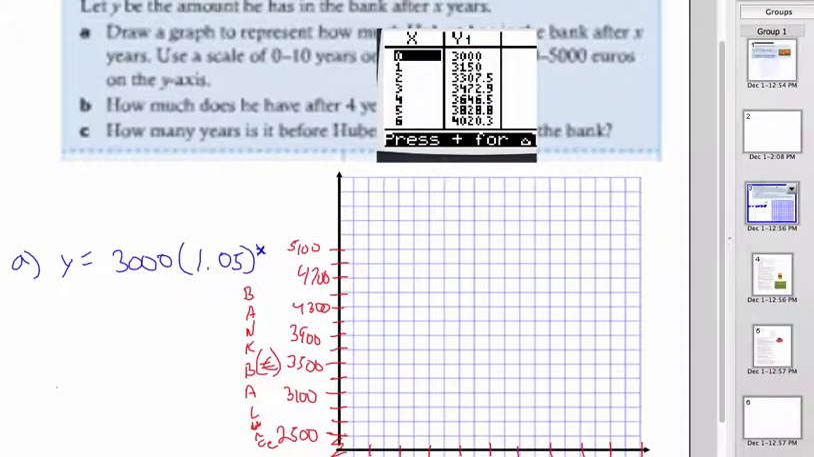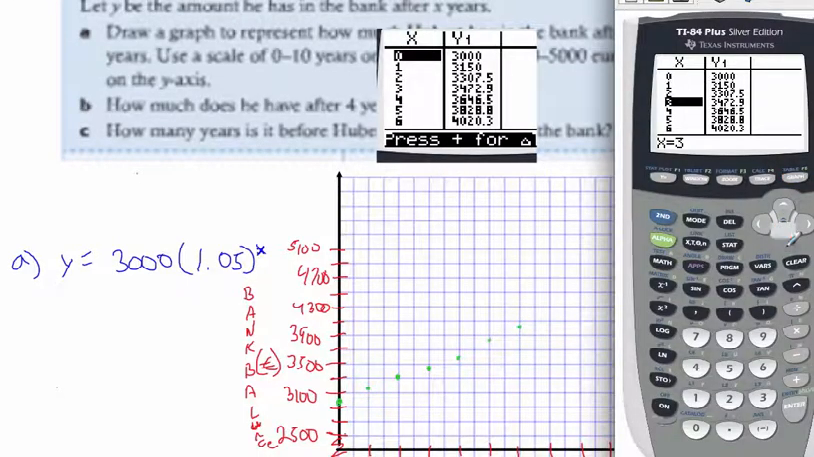Okay. So time to plot some points. We have 0, 3,000. It's right there. 1, 3,150. 2, 3,300 is about there, right? 3, 3,472. 4, 3,646. So it's going to be about there. And next we're going to have 3,828. And 4,020. About there. Go back to my calculator.